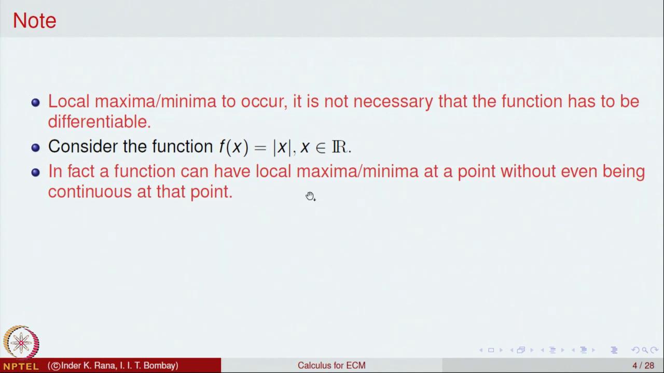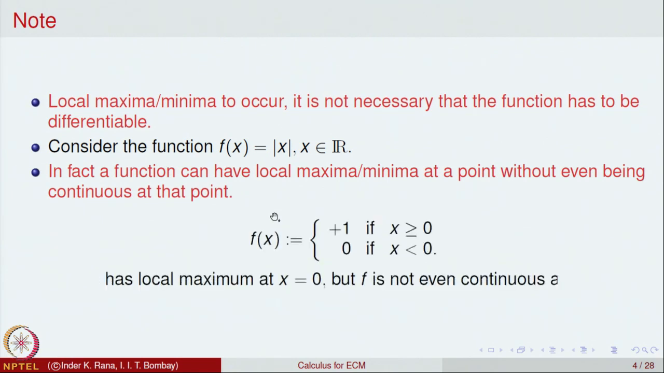In fact, something much stronger can be said. Here this function is continuous at 0, but is not differentiable at 0 and has a local minimum at 0. We can even give examples of functions which have local maxima or minima at a point without even being continuous at that point. So, that is also possible.